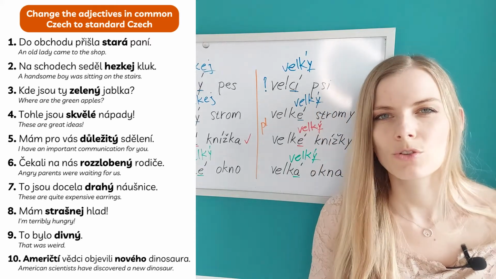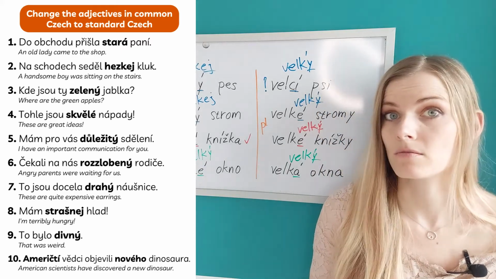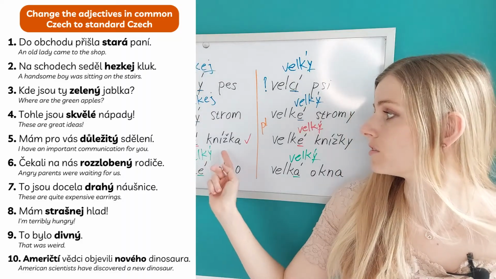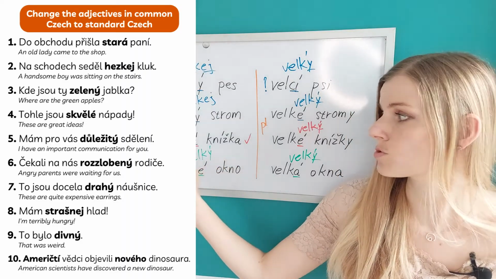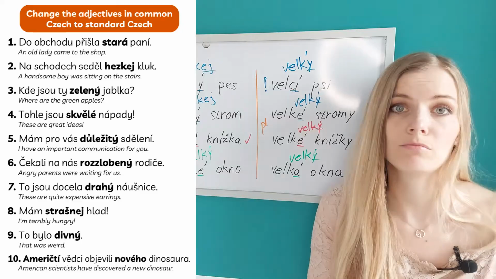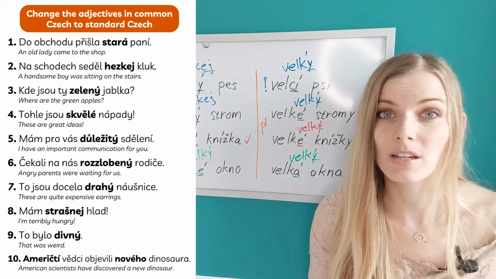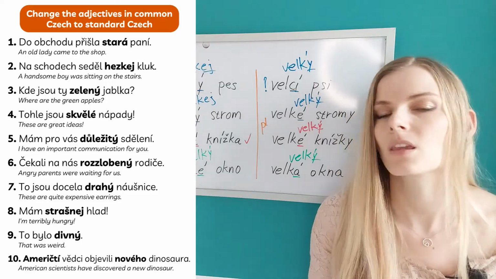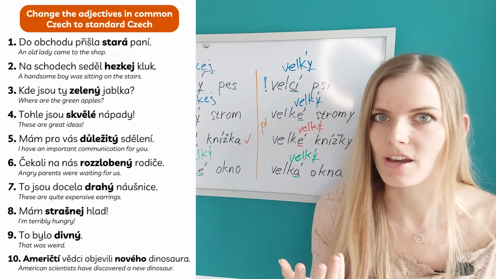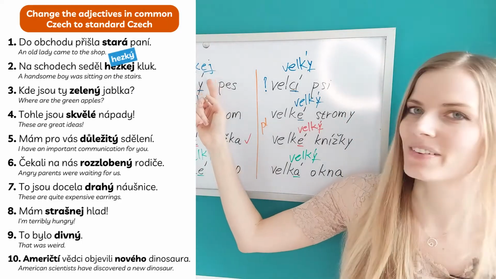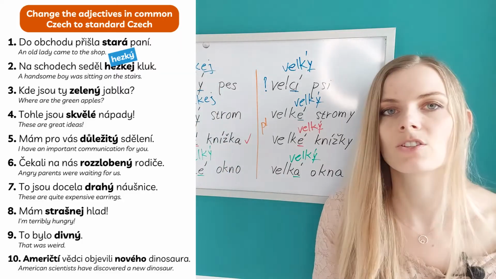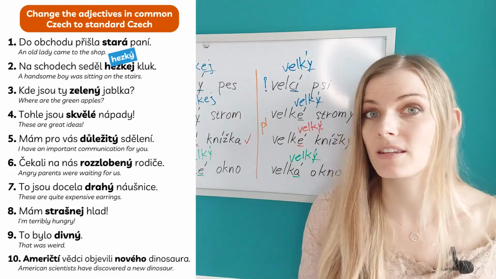Číslo 1. Do obchodu přišla stará paní. Stará paní. There is not even a possibility to use common Czech here. So it's the only version for this form. Číslo 2. Na schodech seděl hezký kluk. Hezký, Y is a clear sign of common Czech. Velký, hezký.